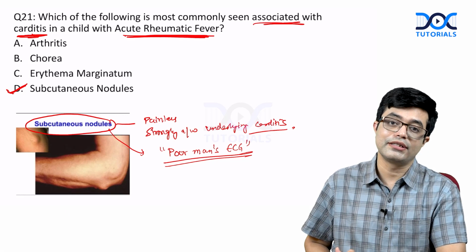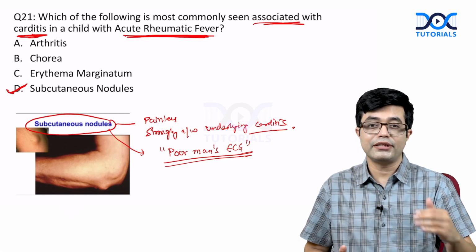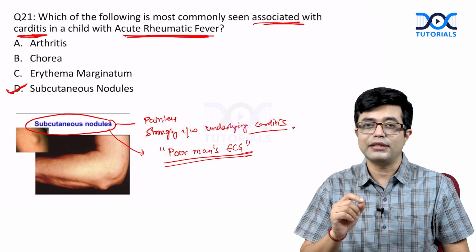Please add the points I discussed, especially related to HIV and especially related to TB meningitis and the various types of meningitis. Add them to your notes.